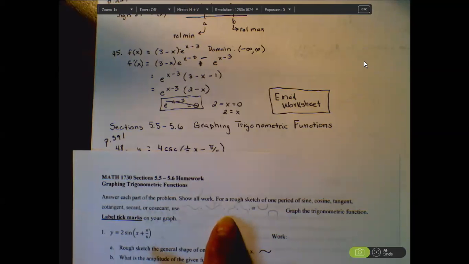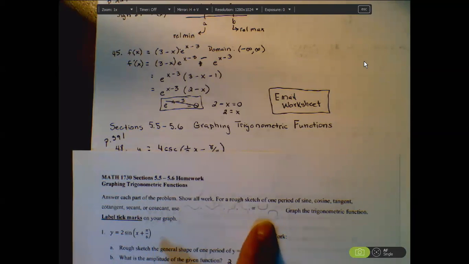What polynomial function in one period does tangent look like? X cubed. Mm-hmm. And cotangent, I did say tangent, didn't I? Okay, tangent kind of looks like x cubed. Cotangent kind of looks like what polynomial? The negative x cubed. Yep. And then secant and cosecant both have a concave up U and a concave down U. So that's what I mean by rough sketch.